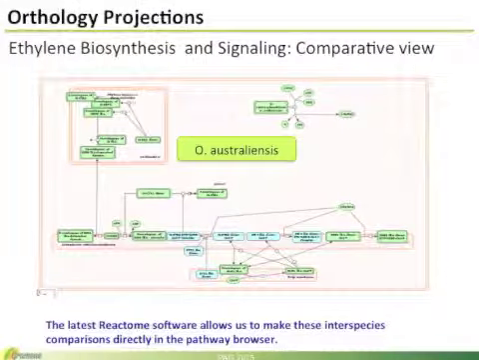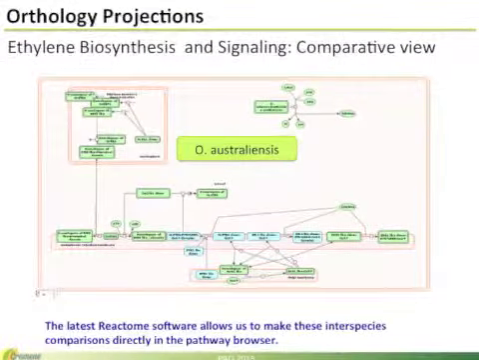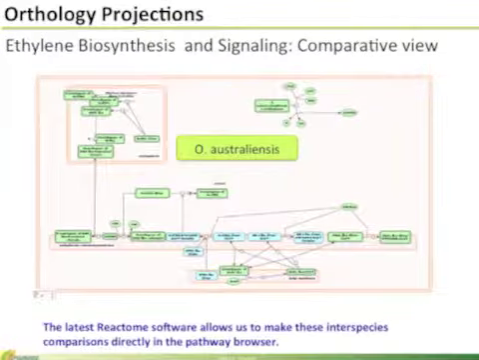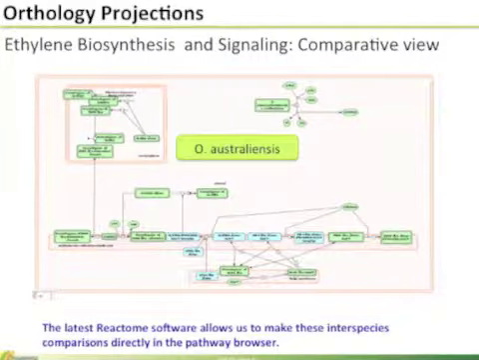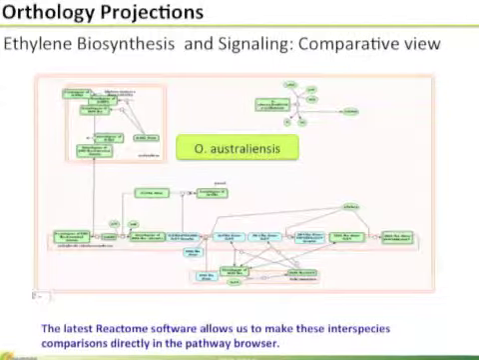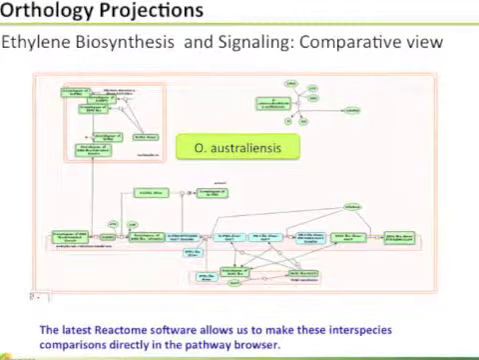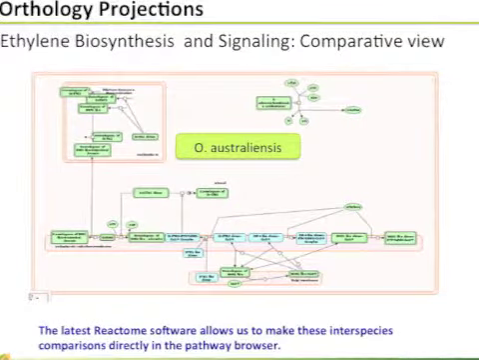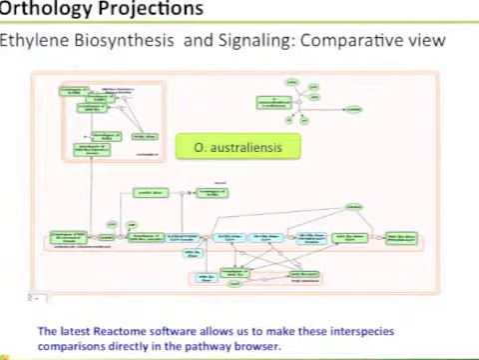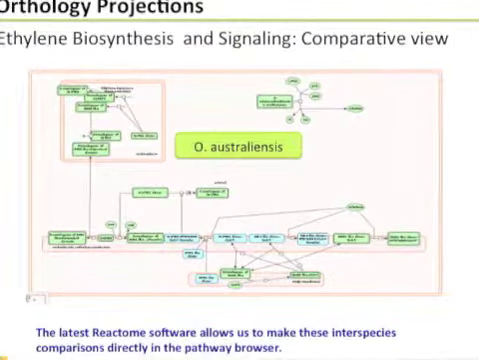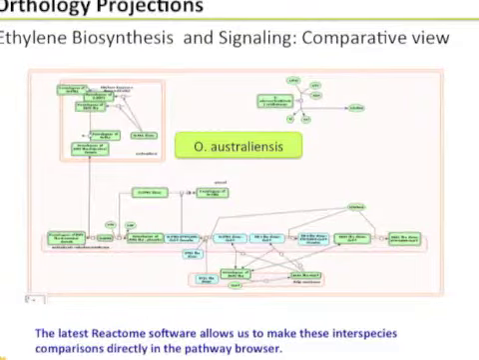That's because that particular catalyst or gene product was not represented in the orthology data, and therefore it's missing from the Australiensis diagram. Now right now, this is a visual comparison game. It's interesting to see what's out there, but it's not exactly rigorous or programmatically accessible easily to you via the website. The new Reactome platform software allows interspecies comparisons directly in the browser.